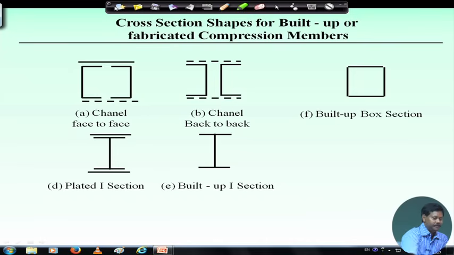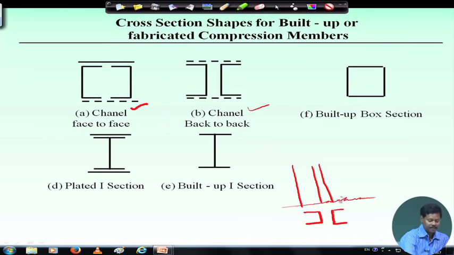Then some built up sections are also used, like channel face to face. This is one type of built up section we use. Then channel back to back, this is also used. Suppose we use channel face to face or back to back. Now, we cannot use them simply like this, because if we see in the elevation, it will be something like this, right. So, unless we tie them, unless we provide some lacing, it will not act as monolithic.